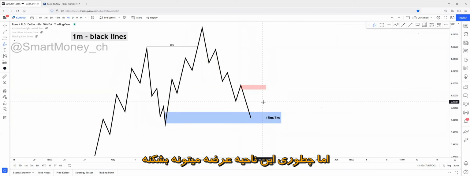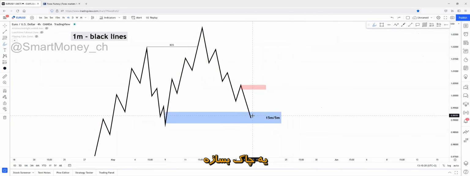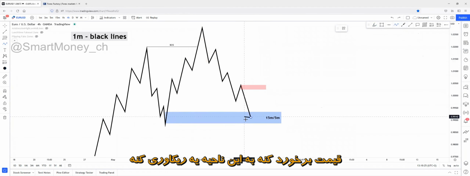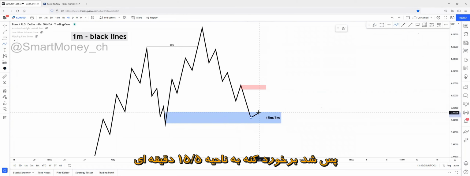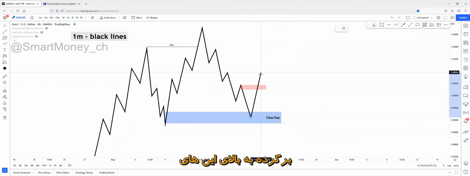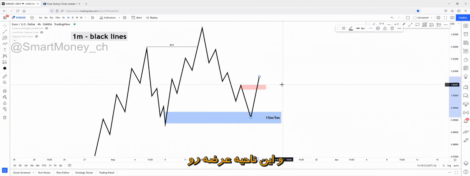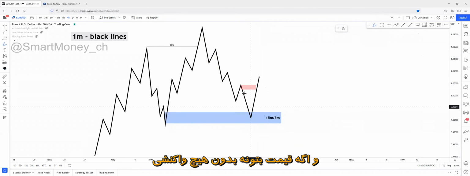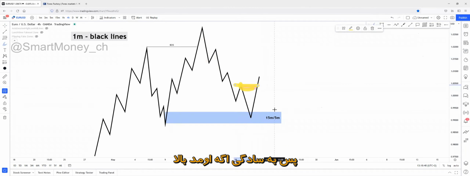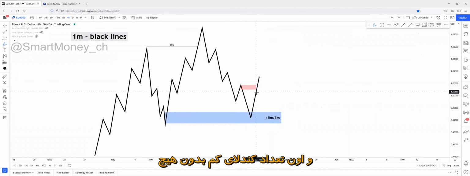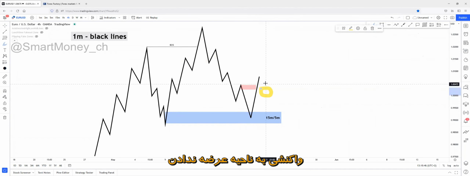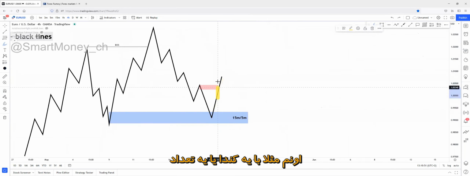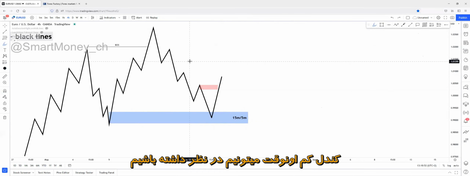But how can this supply be broken? This supply can be broken if price creates a simple change of character. If price taps into this 15-minute/5-minute demand zone and immediately reverses with an impulsive, high impact, high volume movement, and breaks through this supply zone without a reaction. It just comes up with a few candles that aren't reacting to this supply zone, so there won't be a wick reaction, just a simple breakthrough with one candle or a few candles. That will be considered a change of character.